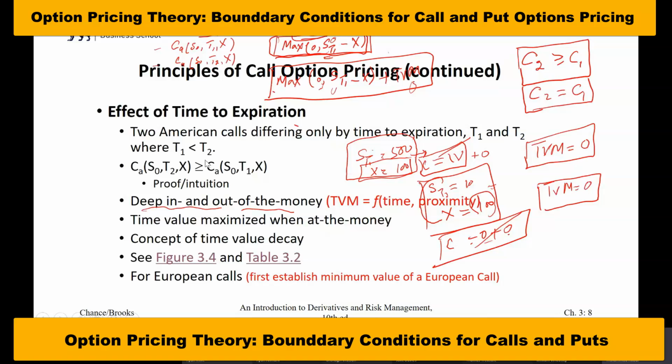We cannot do this, whatever we have talked about here, we cannot establish it for European calls yet. That doesn't mean we cannot establish it, but we haven't learned about the minimum value of the European call. So when we learn about the minimum value of a European call, we know the minimum value of an American call is the intrinsic value, which is maximum of 0 or S0 minus X. But we don't know the minimum value of a European call, which will be the lower bound value. So we will be talking about it later once we talk about the lower bound value of the European call.